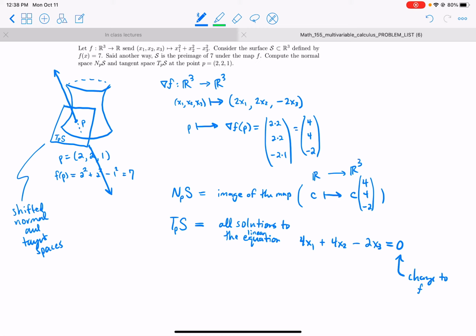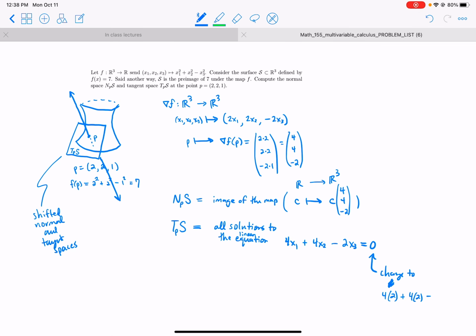Change to something. What would it be? Change to 4 times 2 plus 4 times 2 minus 2 times 1. I'm plugging in the point P to this equation, and I see that I would get 16 minus 2, which is 14. So I'd change that to a 14 to get the shifted tangent space.